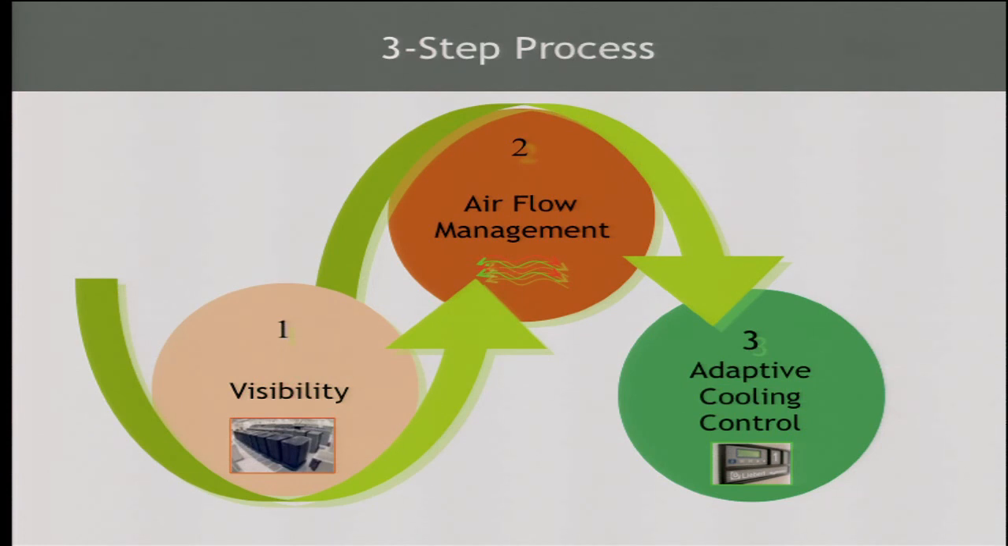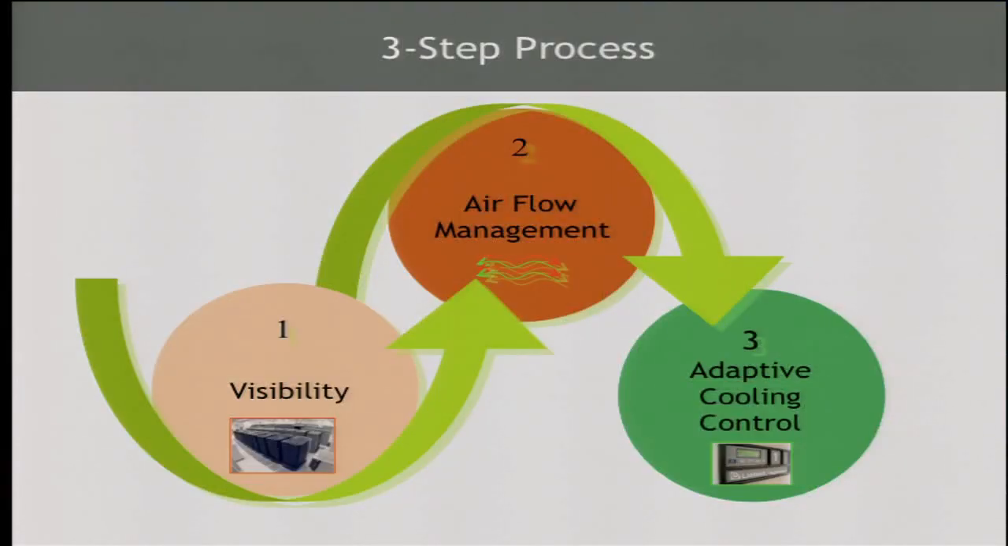The first, of course, is visibility. You really need to know where resources are. You really need to understand how the resources are being used. The second part of the process is airflow management, and this is a manual process. This is the process where you are going to normalize your data center.